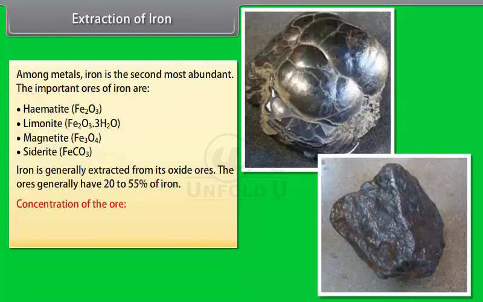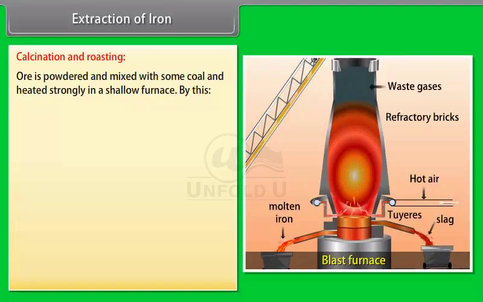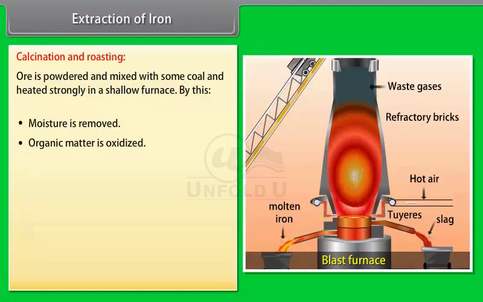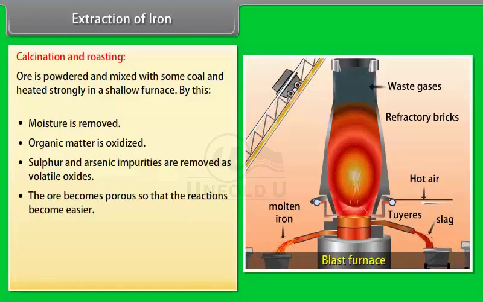Concentration of the ore. Impurities of clay, sand, etc. are removed by levitation. Calcination and roasting. Ore is powdered and mixed with some coal and heated strongly in a shallow furnace. By this, moisture is removed, organic matter is oxidized, sulfur and arsenic impurities are removed as volatile oxides, and the ore becomes porous so that the reactions become easier.